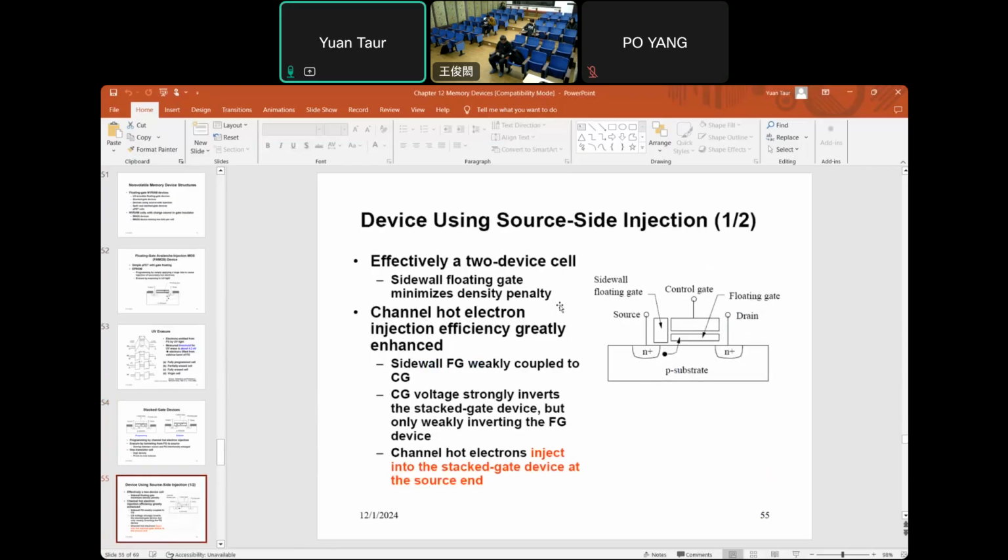Another cell, we have two floating gates. One floating gate is under the control gate. Another we call the sidewall floating gate. Okay. The purpose for that is to make the injection occur near the source instead of near the drain.